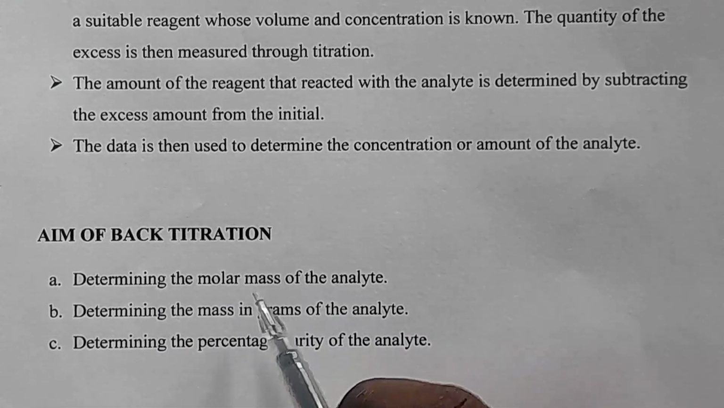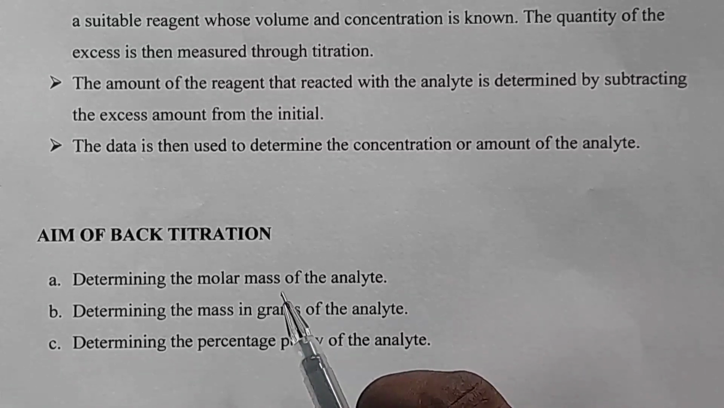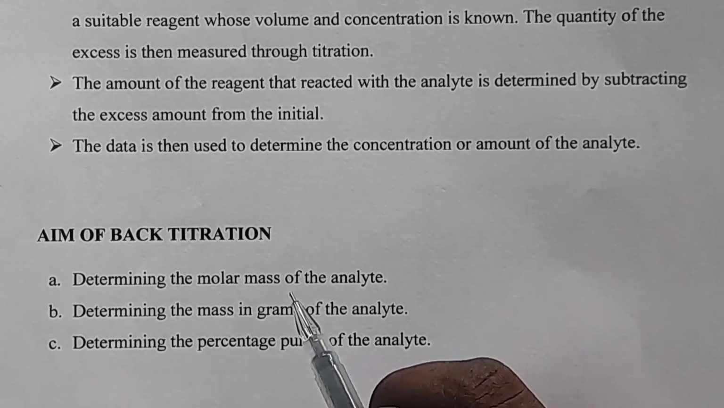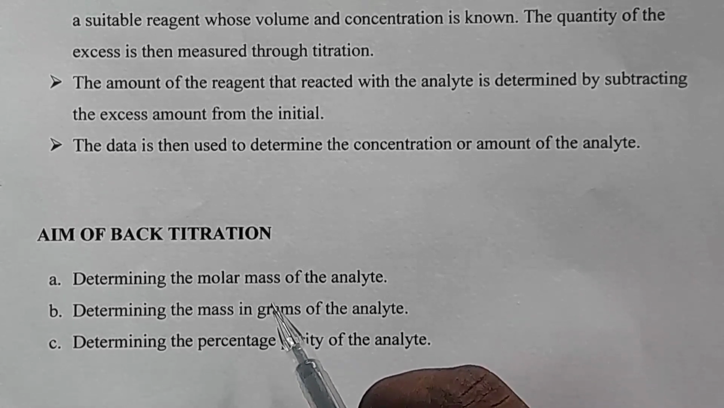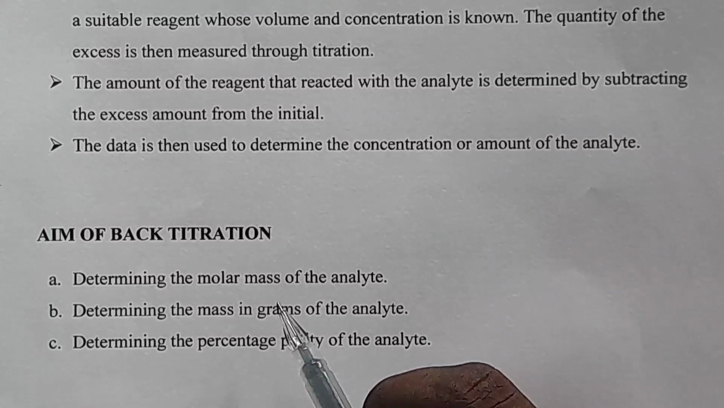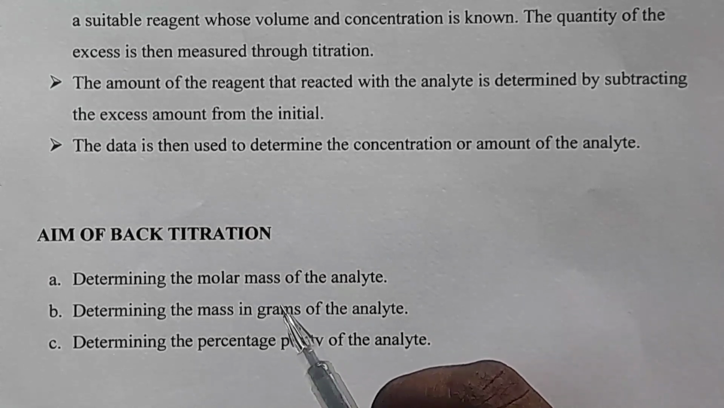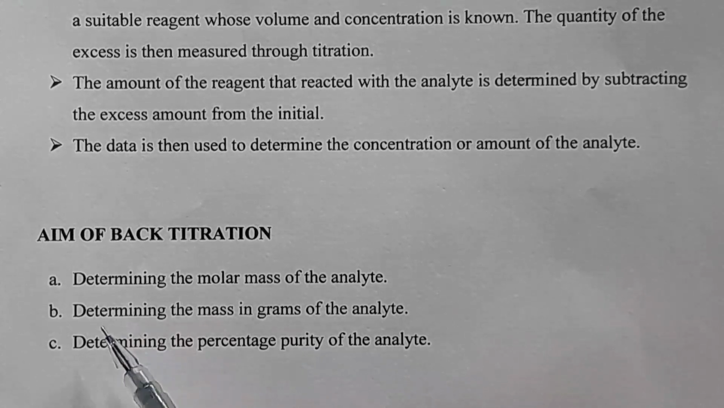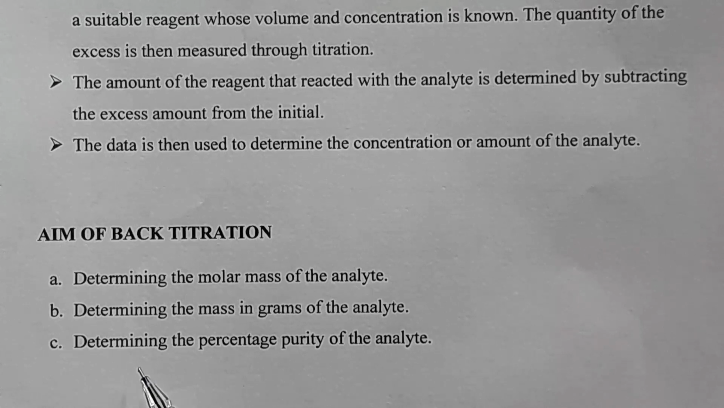When we are talking about the molar mass of the analyte, we are dealing with the relative molecular mass, RMM, or the relative atomic mass, RAM, or relative formula mass, RFM. So if you are told to look for the relative atomic mass of an element, you are supposed to first of all get the RFM of the analyte, then get the relative atomic mass of the element or the metal. Next, aim number B, determining the mass in grams of the analyte, and aim number C, determine the percentage purity of the analyte.